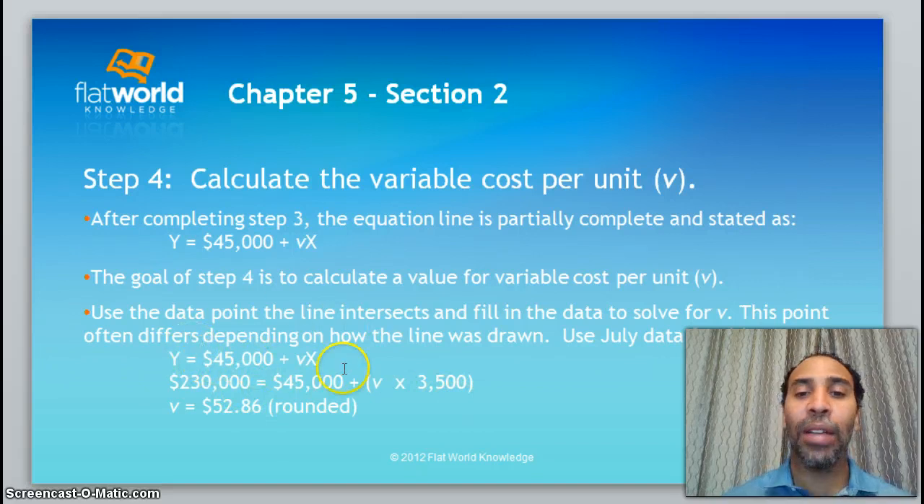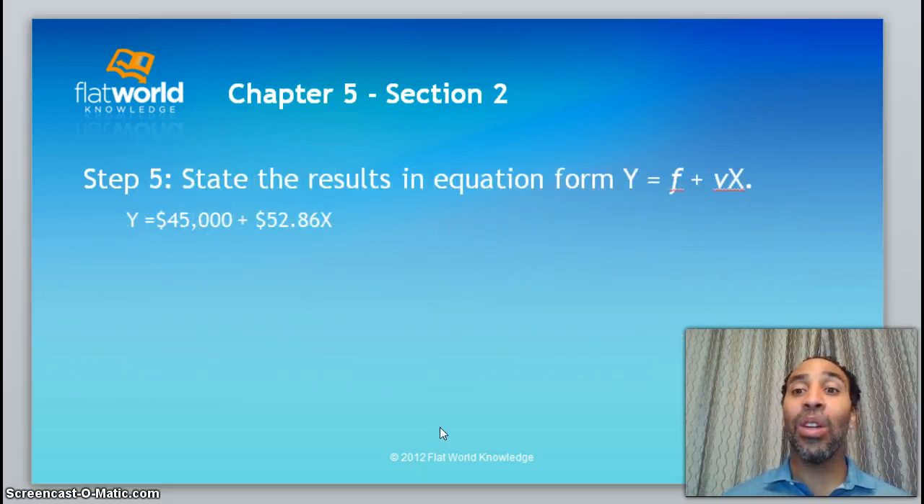So y equals 45,000 plus vx, so 230,000, right? So that's going to be on the side for our total fixed cost. And then we have 45,000 as our fixed cost plus v times 3,500, right? So you're going to take that 230,000 just as we did in the last equation, put that over there, subtract that 45,000 from it, and we come up with v, right, equals 52.86.